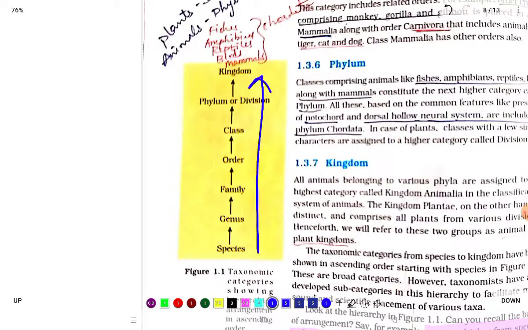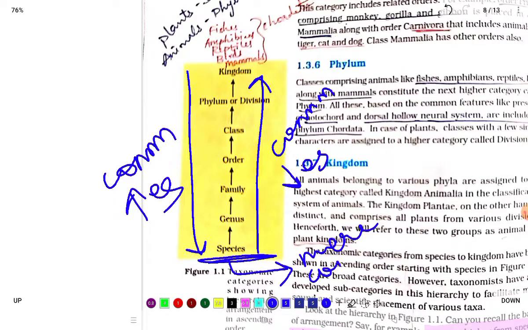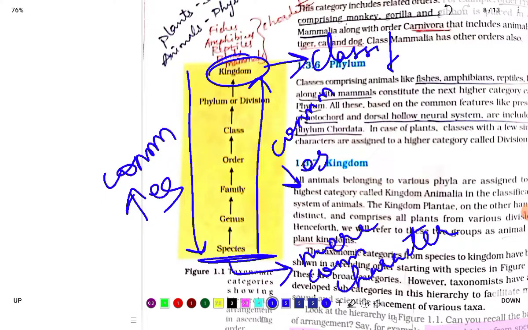As we move from species to kingdom, common characters decrease. In a similar way, as we move from kingdom to species, common characters increase. This you have to note. In species, that is at the lower level, more common characters are shared. Here, in higher taxa, there are fewer common characters, so classification becomes difficult. That is, it is complex. This you have to note.